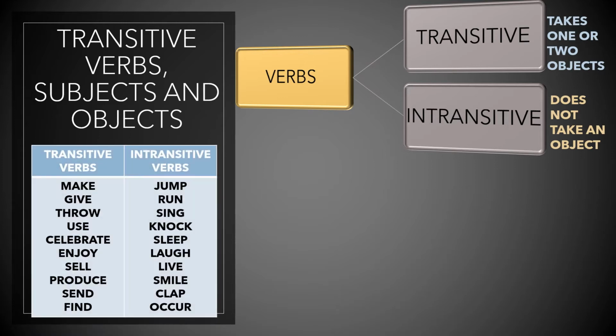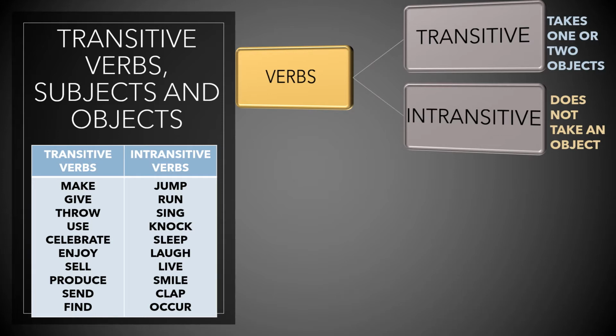For example, here we have a list of transitive verbs and intransitive verbs. Okay, we have make, give, throw, use, celebrate, enjoy, sell, produce, send, find. These are transitive verbs. Intransitive verbs are some like jump, run, sing, knock, sleep, laugh, live, smile, clap, occur. You can find lists on Google if you would like. Actually, we have a longer list coming up.